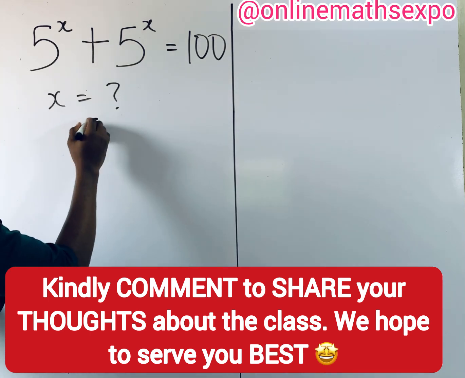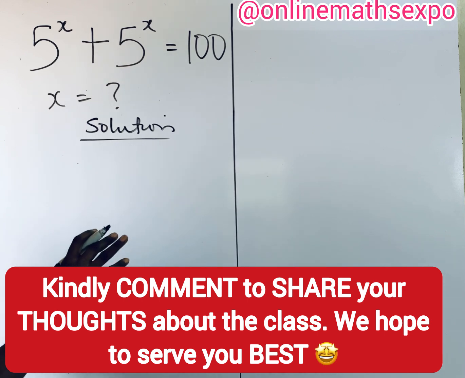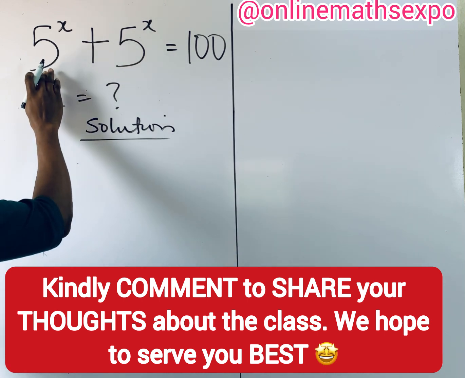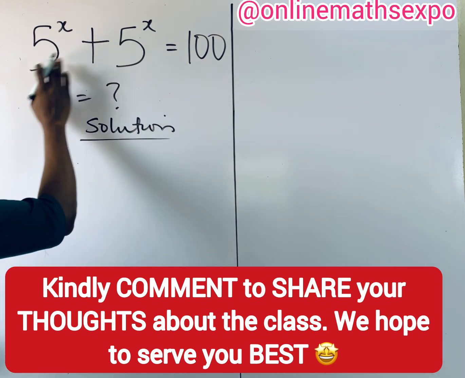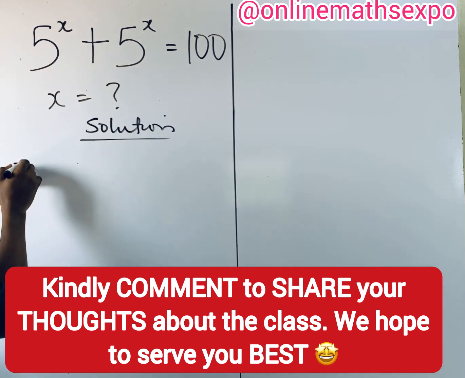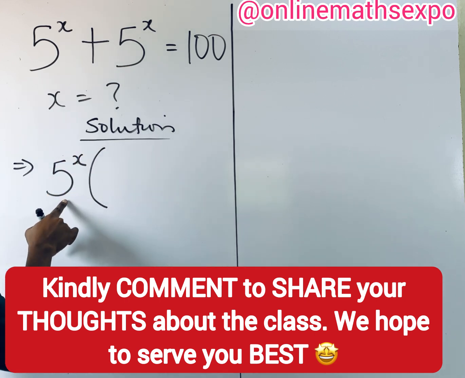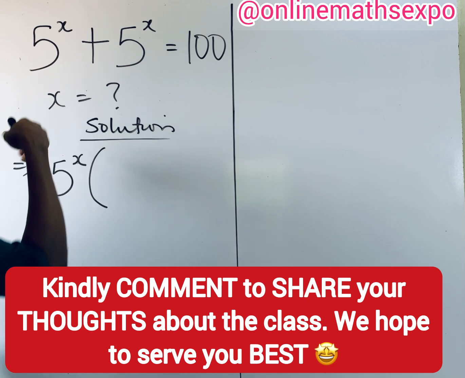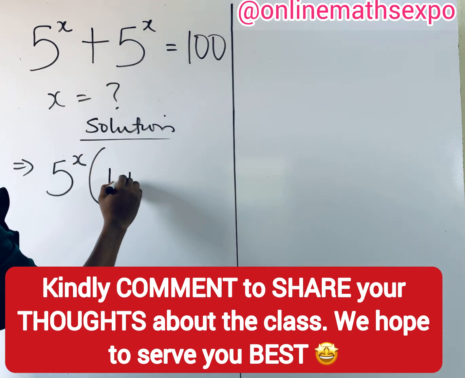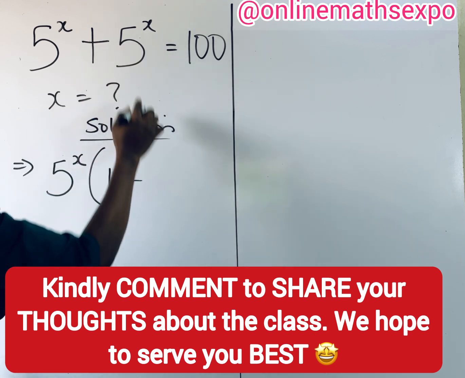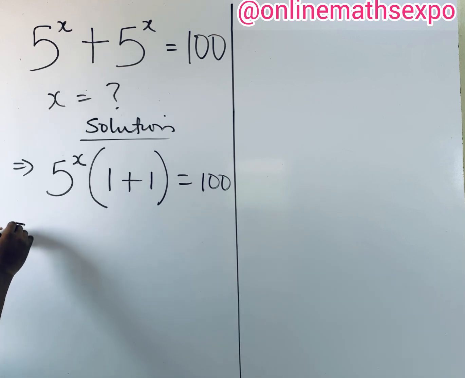Now we begin with the solution. To answer this, first observe that 5 is common on the left side. Whenever you have such, try to factor it out. So we have 5 to the power of x, open a bracket, use this to divide this. Whenever a number is divided by itself, it gives you 1. Bring down your positive sign, then use this to divide again, it gives you 1, equal to 100. Interesting. Now what do you do again?